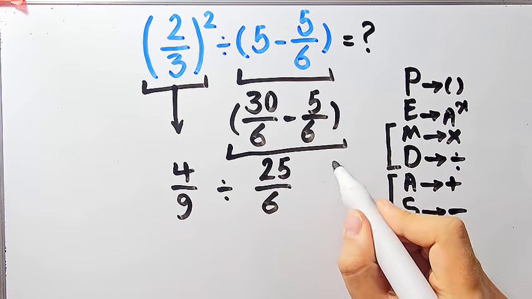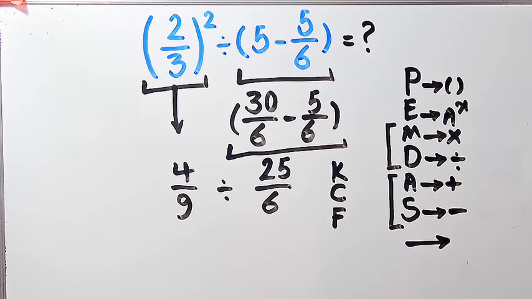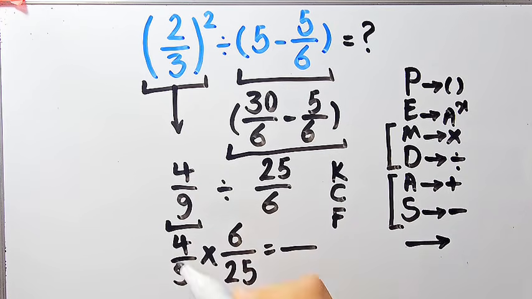To solve this part, we need to follow the KCF rule. In the KCF rule, K stands for keep, C stands for change, and F stands for flip. We keep the first fraction as it is. After that, we change the division sign to the multiplication sign, and after that, we flip the second fraction. Okay guys, now we have 4 over 9 times 6 over 25.